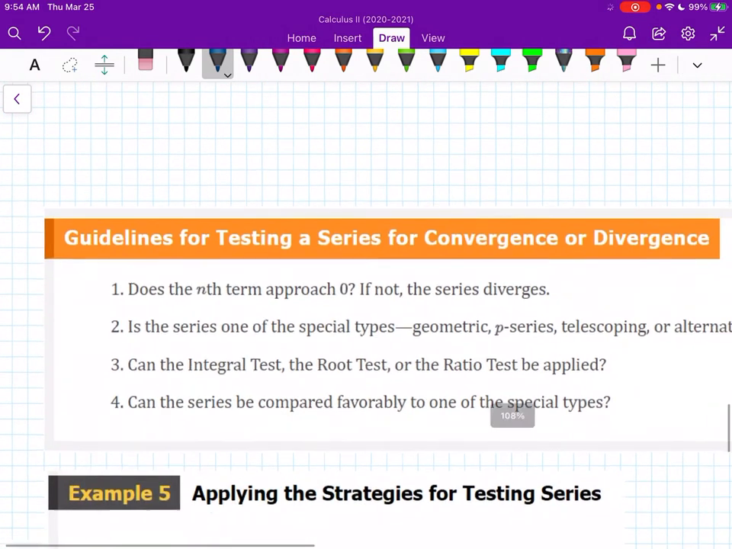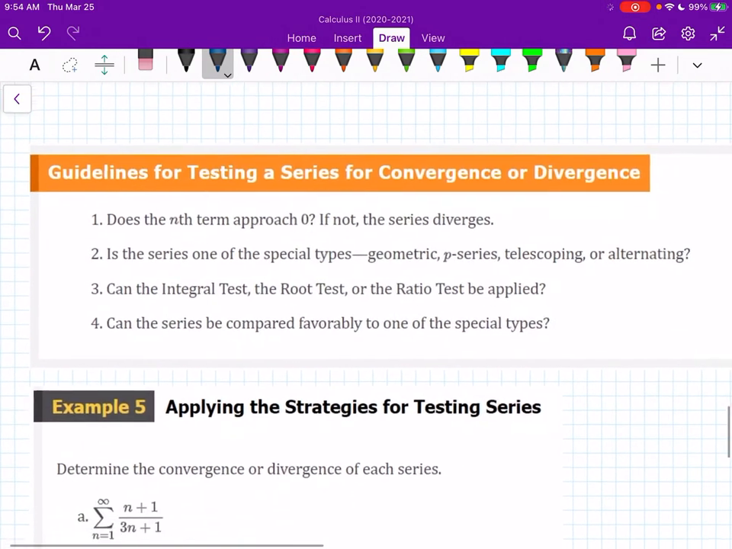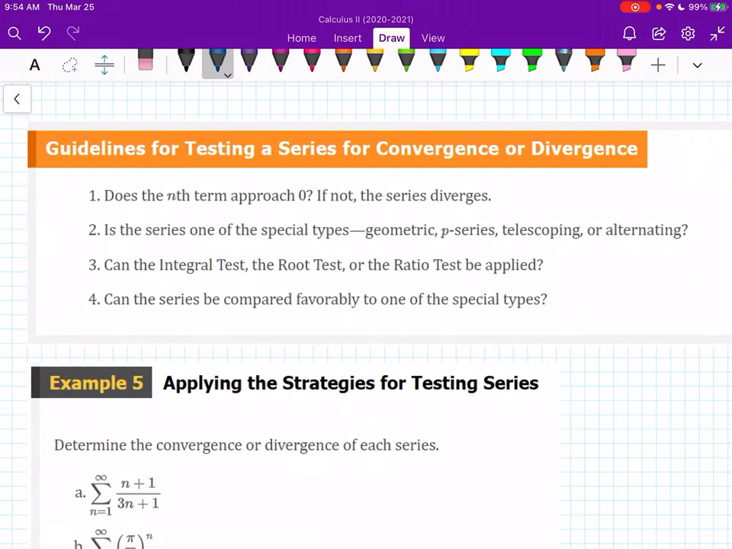All right, so here are some basic guidelines for testing a series for convergence or divergence. So the first thing to look for, because it's going to be your easiest test, is the nth term. Okay, so make sure that the nth term approaches 0. If not, you can stop moving forward, right? If it doesn't approach 0, then you know it diverges by the nth term test.